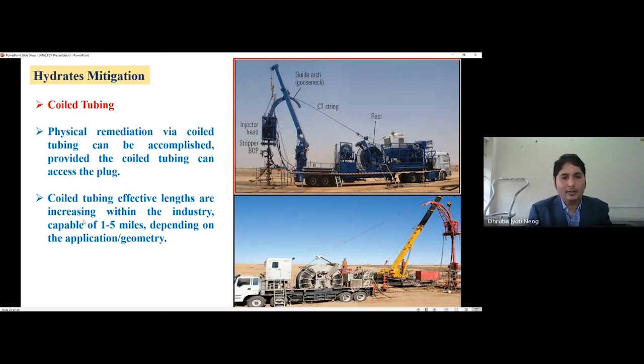Coil tubing effective lengths are increasing within the industry, capable of 1 to 5 miles depending on the application or geography. In the previous session, the working of coil tubing has already been explained. By running coil tubing inside the well and pumping hot oil or steam, the deposits can be melted and removed from inside of the tubing.